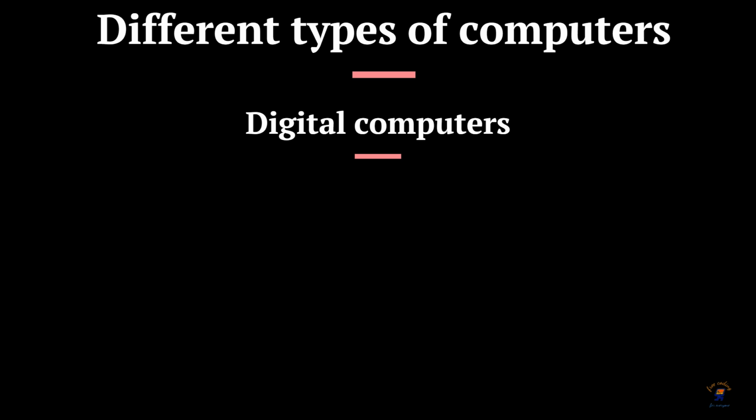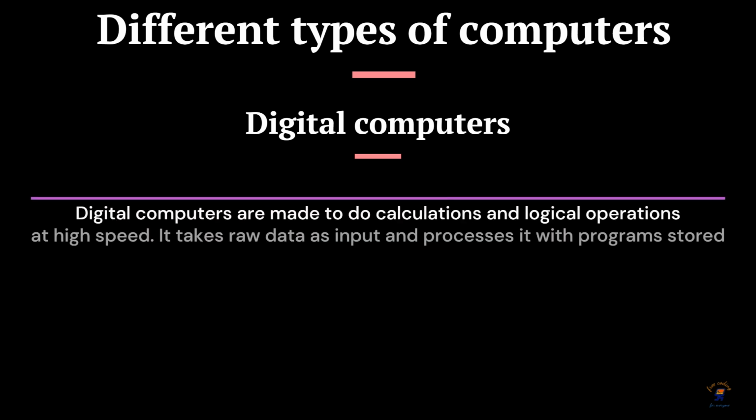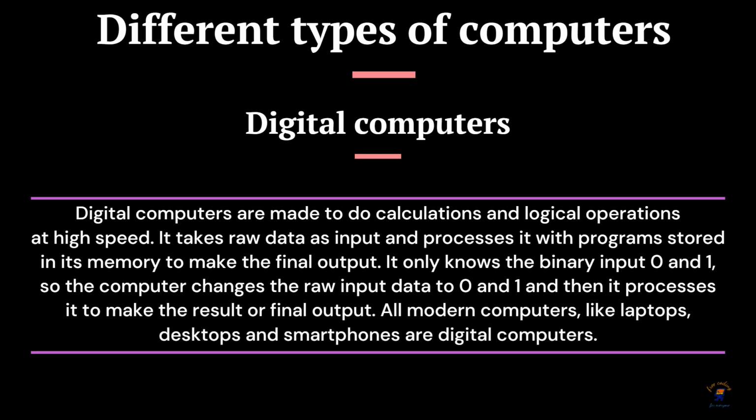Digital computers. Digital computers are made to do calculations and logical operations at high speed. It takes raw data as input and processes it with programs stored in its memory to make the final output. It only knows the binary input 0 and 1. So the computer changes the raw input data to 0 and 1 and then it processes it to make the result or final output. All modern computers, like laptops, desktops and smartphones, are digital computers.